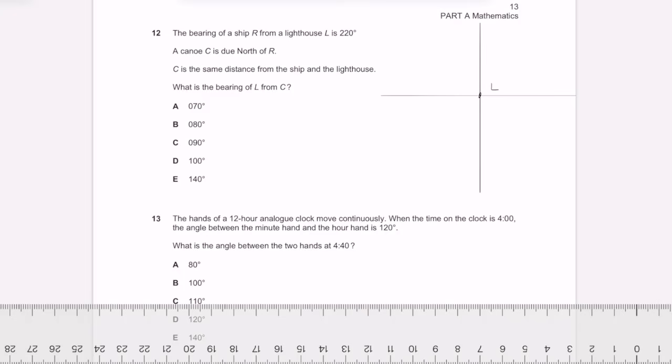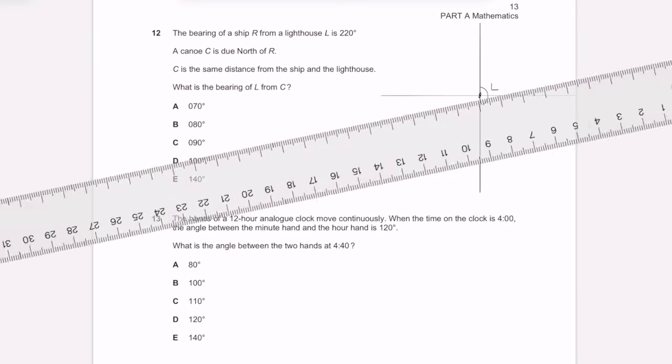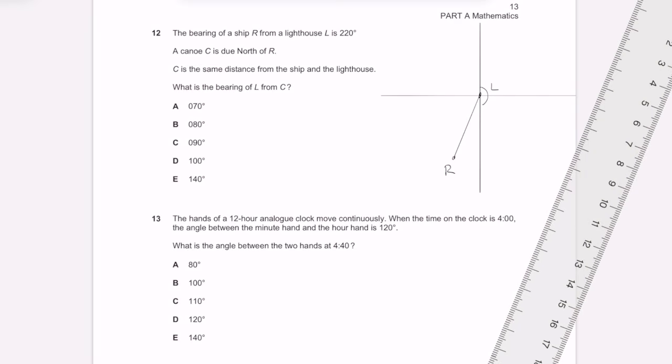Let's just double check the actual wording. The bearing of R from L is 220. So if L is here, there's going to be an angle of 220 degrees to the north. So this whole angle here is 180, meaning that we need to go another 40 degrees to reach R. Okay, so let's draw that.